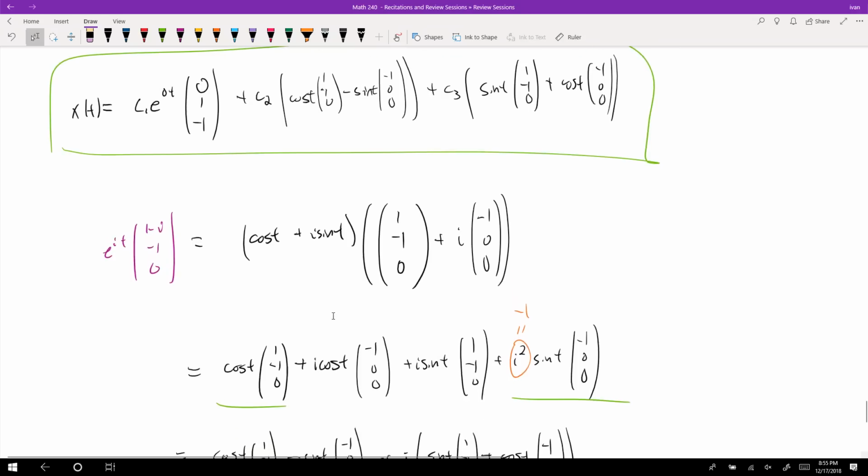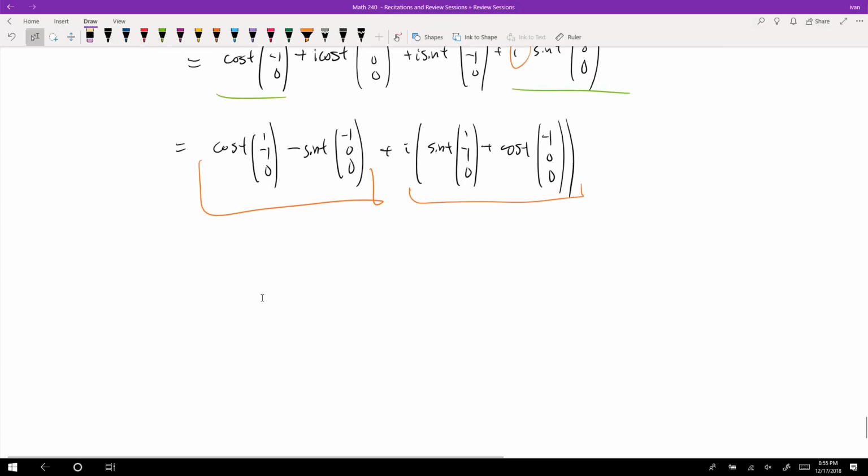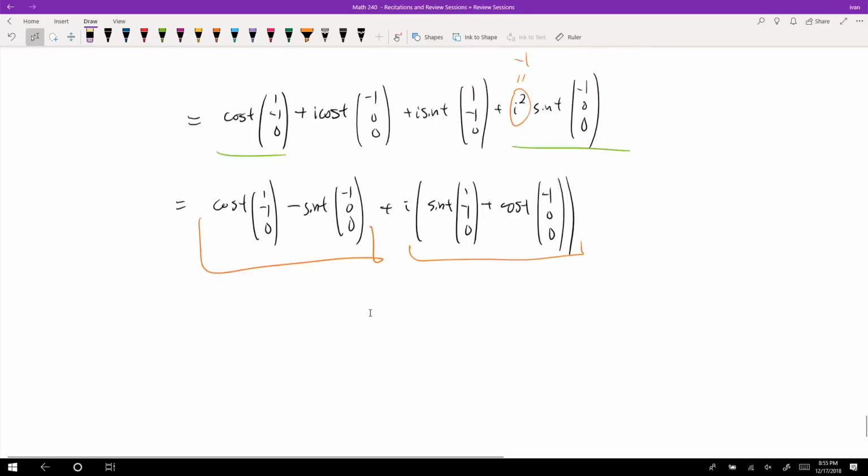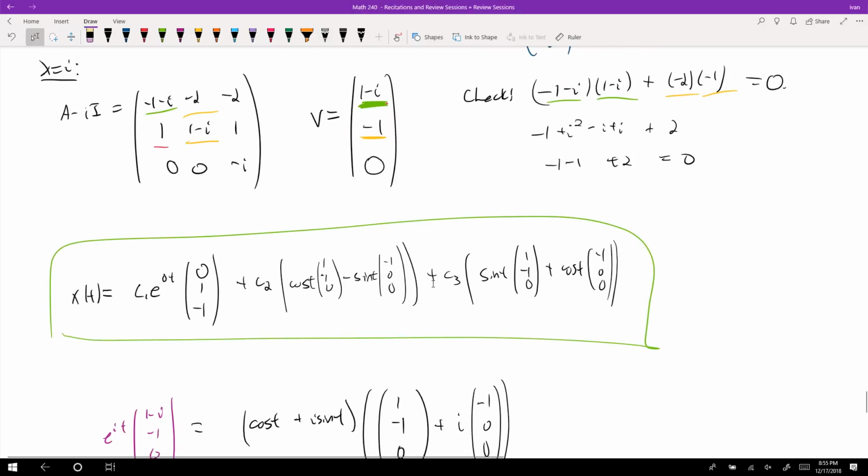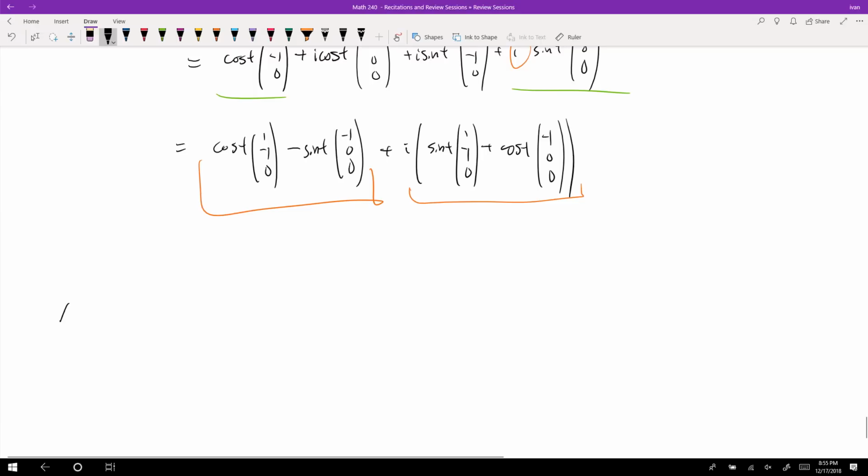Okay, so now we have to deal with the initial value condition. It's actually kind of annoying. So if you let x at 0, so this is really the vector x(t) at 0, what's that really equal to?